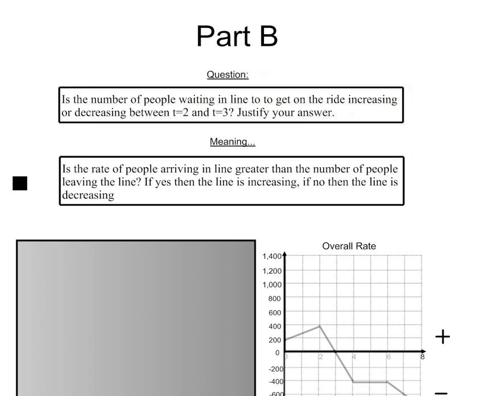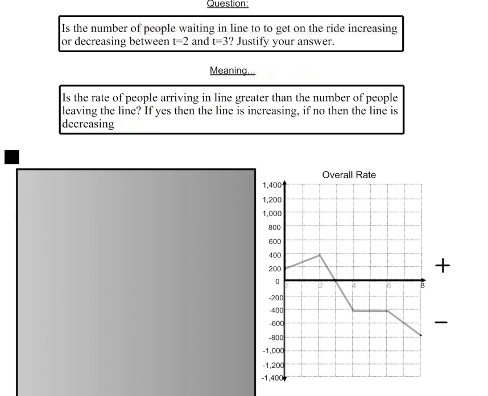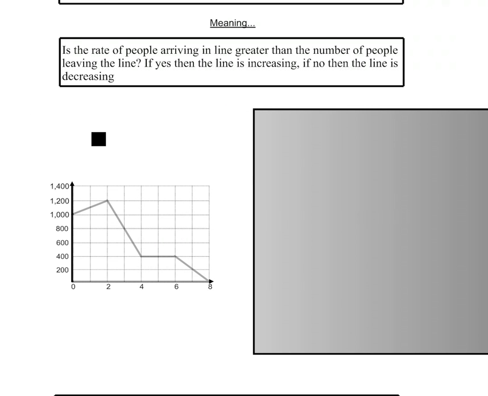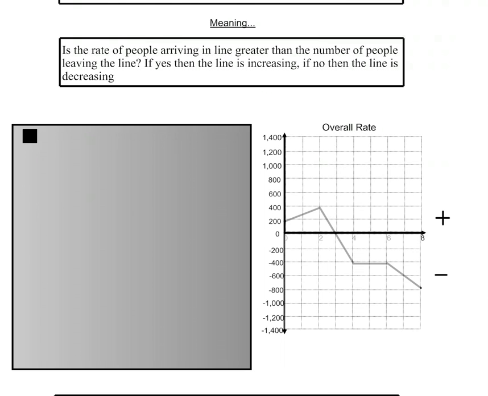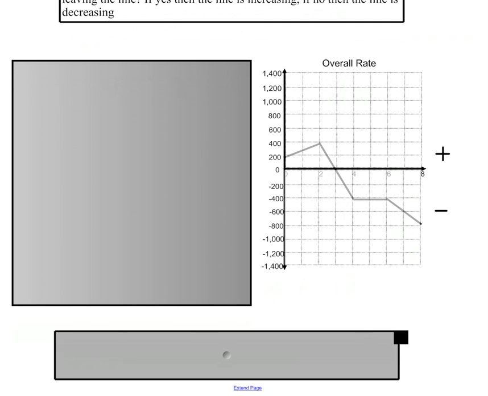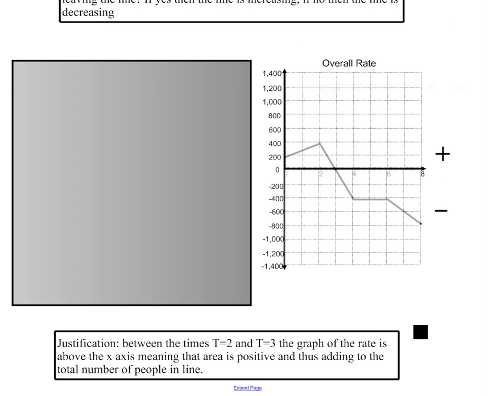So we have a graph over here. This is a graph of overall rate. We're not given this graph, but we can create it using the graph that we are given. This graph is the rate of people arriving, and if you shift it down 800 units, you get the rate of people arriving and leaving at the same time. So whenever the rate is above the x-axis, there are people getting into line, and whenever it's below the x-axis, there are more people leaving the line than getting into the line. So between 2 and 3, the graph of the rate is above the x-axis, meaning the area is positive and thus adding to the total number of people in line.